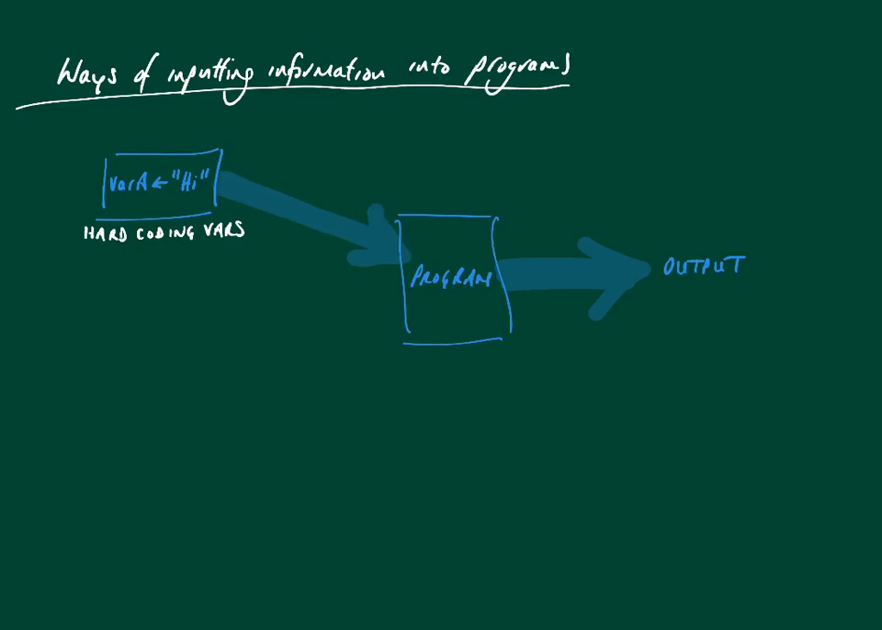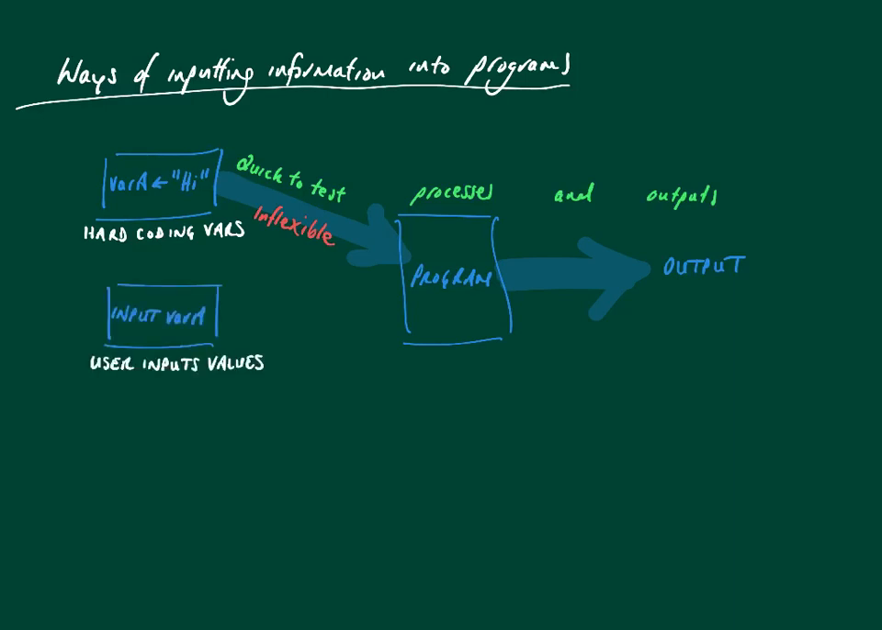So at the moment, we can use hard-coded variables, which are great because they're quick to test, and you can test the processes and you can test the outputs of a program. But the downside is that they're quite inflexible, and you have to continually change the program in order to change the processes and the outputs.